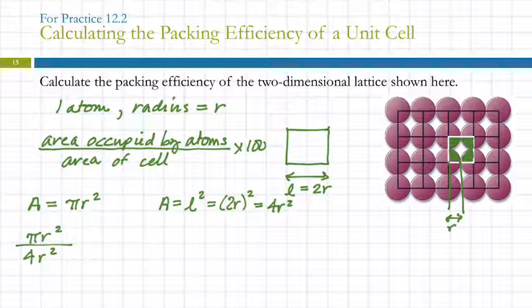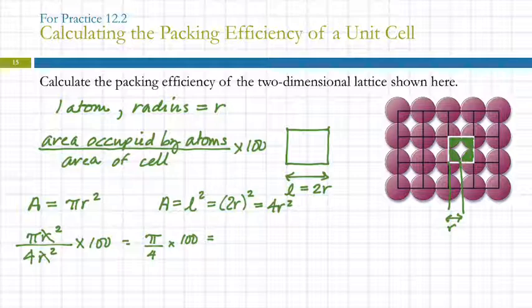We can calculate the packing efficiency without knowing the radius of the atom, because the packing efficiency doesn't change. The sizes of the atoms, the size of the unit cell would change, but the packing efficiency remains the same. And then we'd have to multiply by 100. So the radius squared cancels out. We end up with pi over 4 times 100. So pi button on the calculator divided by 4 times 100.